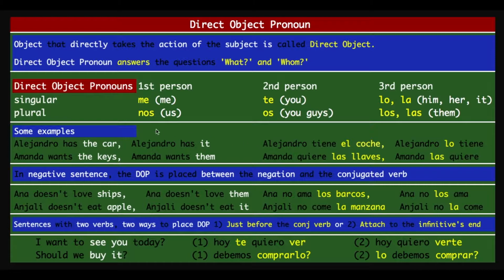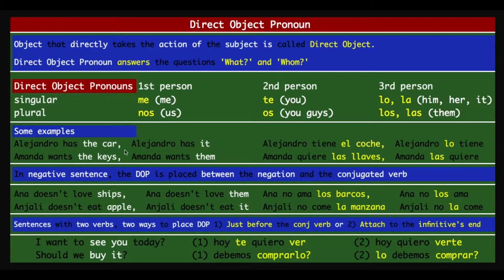Now let's try to translate both of these sentences in Spanish and see how the direct object pronoun takes place. So the first sentence is Alejandro tiene el coche. Alejandro has the car. The other way of saying the same sentence is Alejandro lo tiene. Okay, so Alejandro has it. So here lo is for masculine because el coche is masculine.